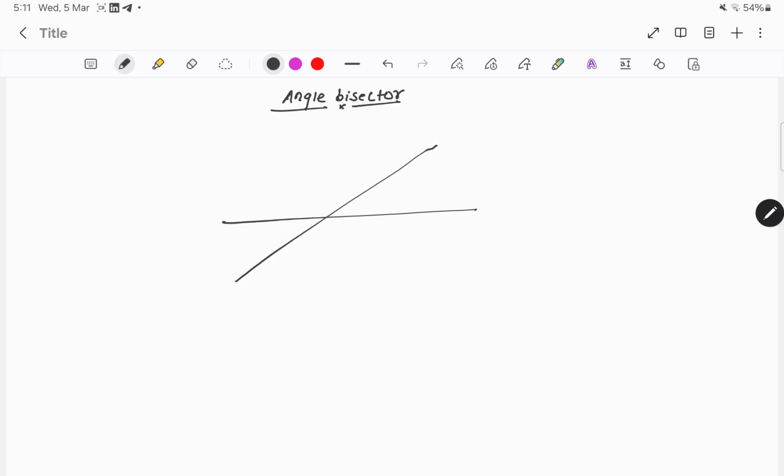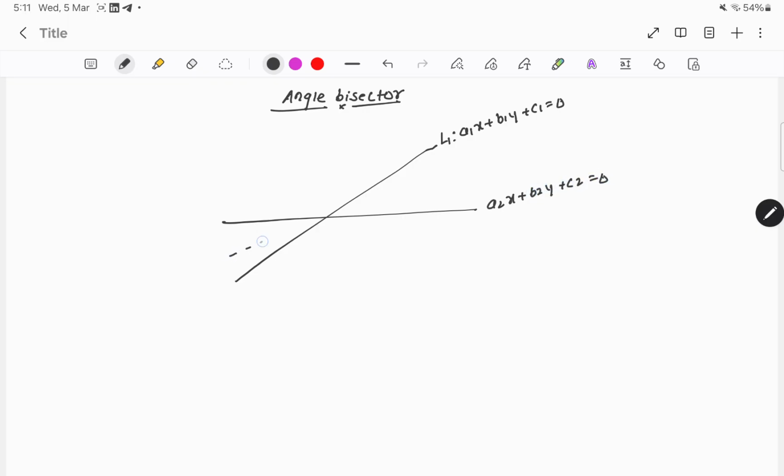Everyone, today I am going to discuss one of the topics of the channel, that is called angle bisector. So, angle bisector. Suppose, dear students, these two are the lines. This line is L1: a1x plus b1y plus c1 equal to 0, and this line is L2: a2x plus b2y plus c2 equal to 0.